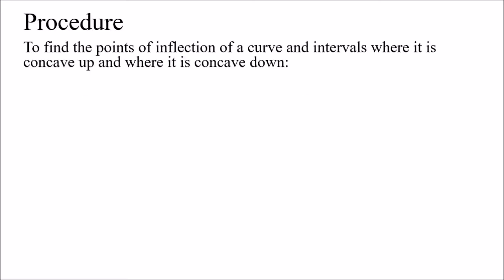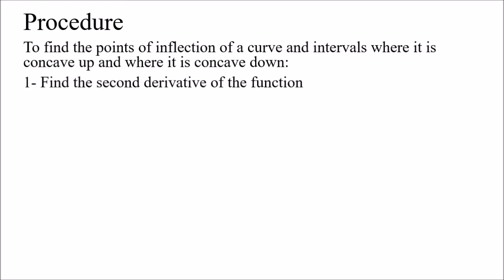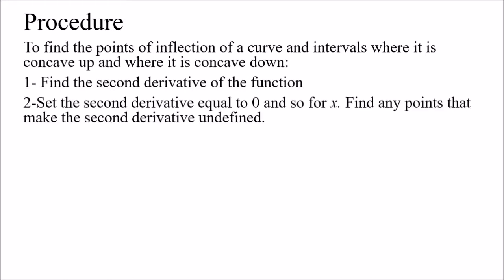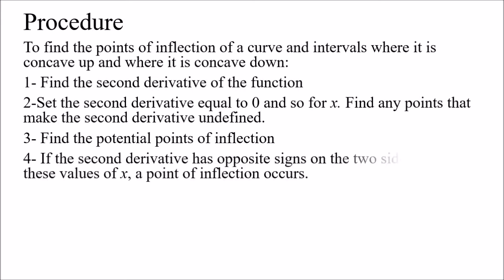The procedure. To find the points of inflection of a curve and intervals where it is concave up and where it is concave down, first we need to find the second derivative of the function. Next, we're going to set the second derivative of the function equal to 0 and solve for x, and find any points that make the second derivative undefined. Next, we're going to find the potential points of inflection by plugging the points resulting from step number 2 into the original function and solving for y.